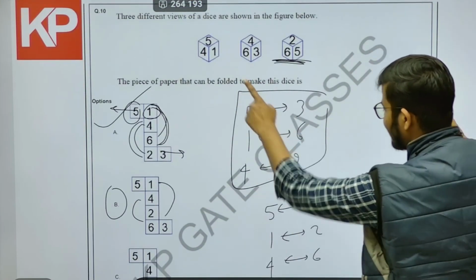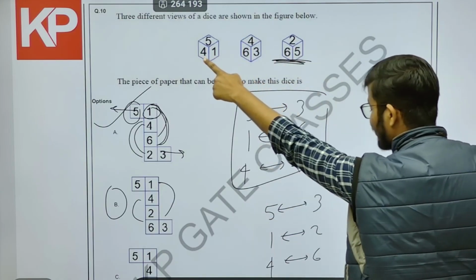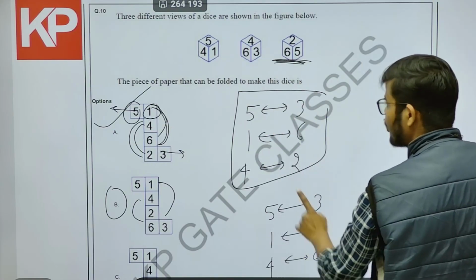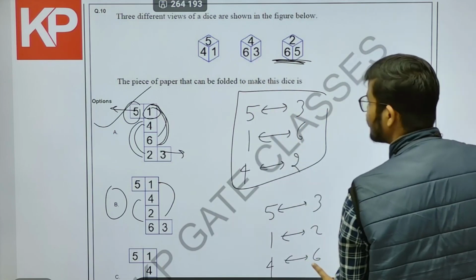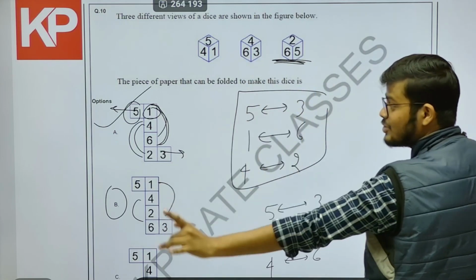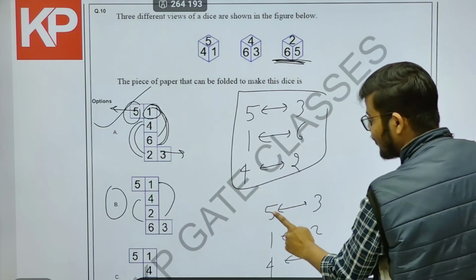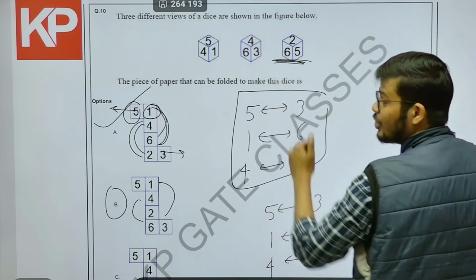Now 5 is visible, 3 should not be visible. Correct. If 5 we have checked. If 4 is visible, 6 should not be visible. If 1 is visible, 2 should not be visible. Correct. Now the second view. If 4 is visible, 6 should not be visible. 6 is visible here. This option gets eliminated. How are we eliminating? If 1 is visible, the other opposite side should not be visible, because it will be on the back side.